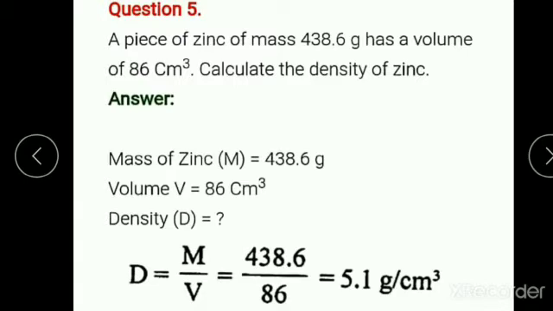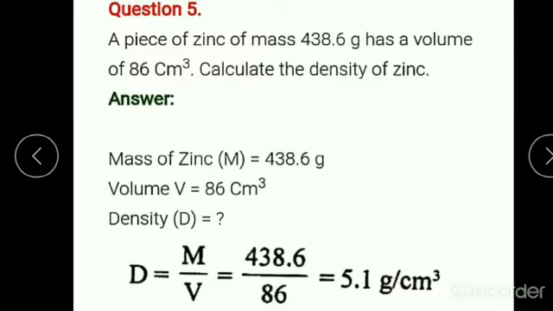Okay, the fifth one is a piece of zinc of mass 438.6 gram has a volume of 86 centimeter cube. So you have to calculate the density of the zinc, right? So you know the formula to find out the density. So what is the formula to find the density? It is mass by volume.